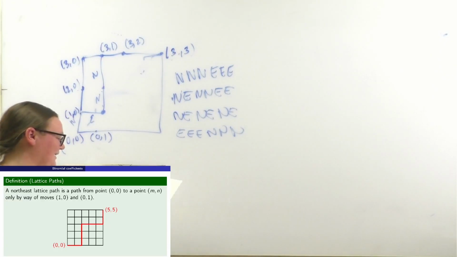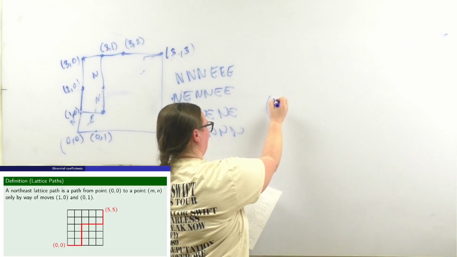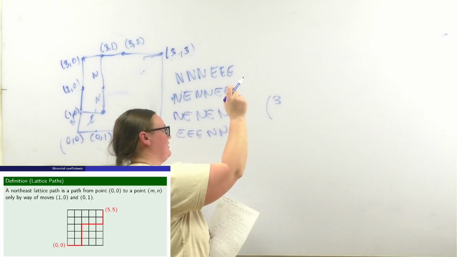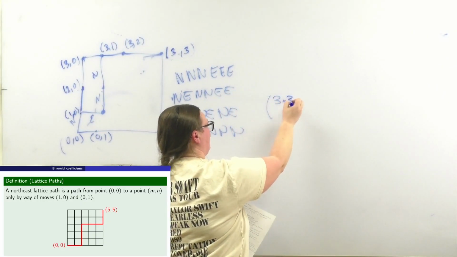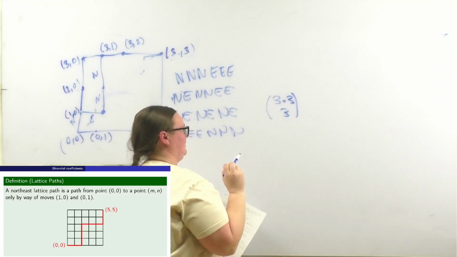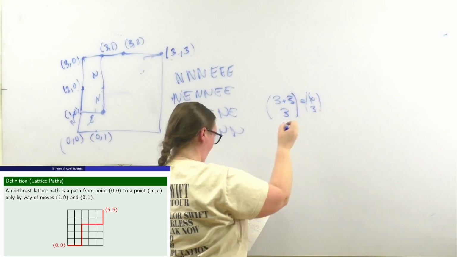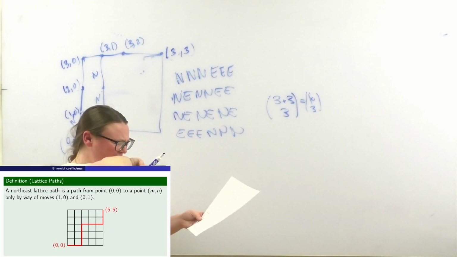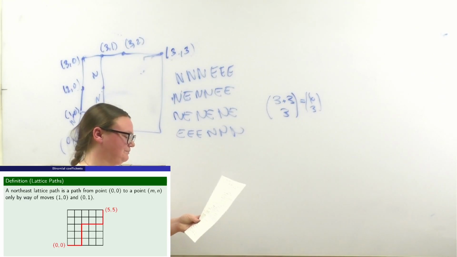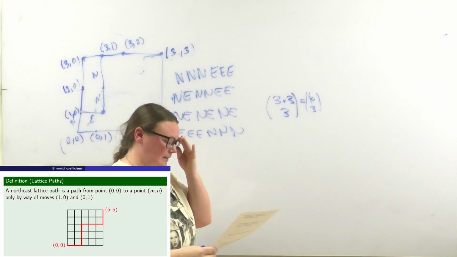Okay, so we can show how many paths we have with this. We have 3 options to go north, and then we have 3 options to go east, and we're going to choose 3. So 3 plus 3 is 6, choose 3. I already forgot what 6 choose 3 was, but that's a number.